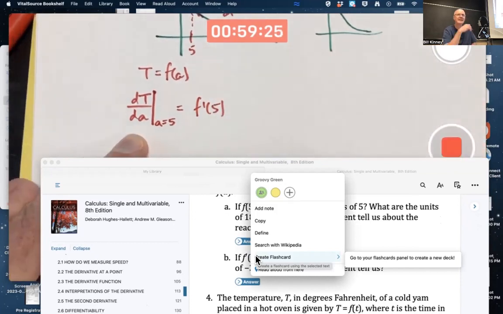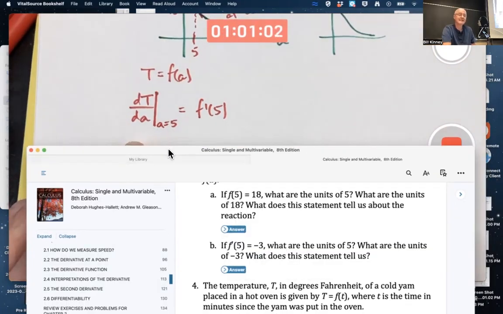dT/dA evaluated at a equals 5. You think of this vertical line as meaning evaluated at. So this says dT/dA, the derivative of T with respect to a, evaluated at a equals 5, also written f prime of 5, equals -3.